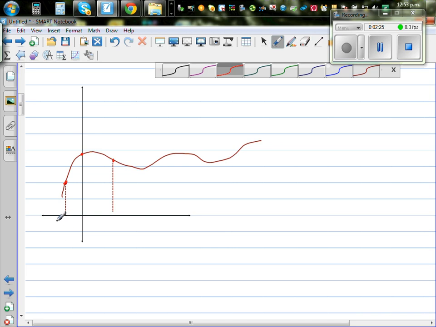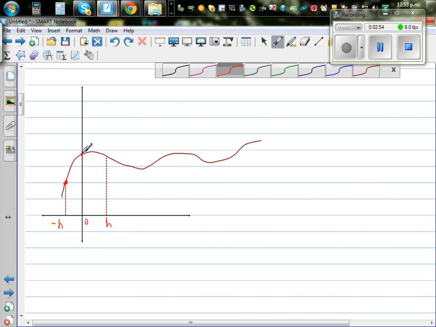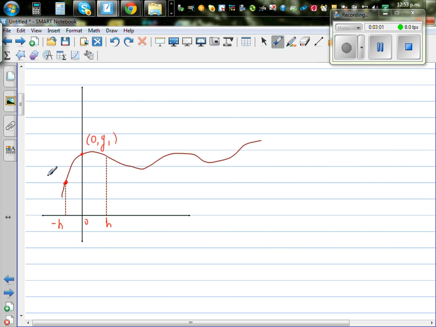Let me take points at equal distance. Suppose this is at negative h, this is 0, and this is positive h. At equal width. So this is h, and this is negative h. The coordinate of this point is negative h, y0. So this is y0, this is y1, and this is y2. And this point is h, y2.